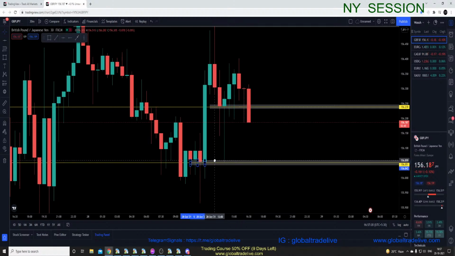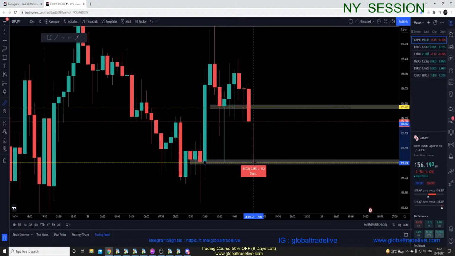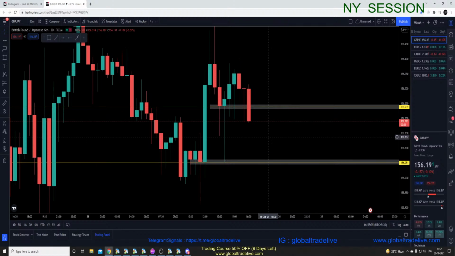But if this candle just continues to move down and comes more down over here, then I'm not gonna take any trade because the range will not be there. Yeah, so the range right now is 13 pips. So I can expect the market to move down in the next candle, but let's see how this candle closes.